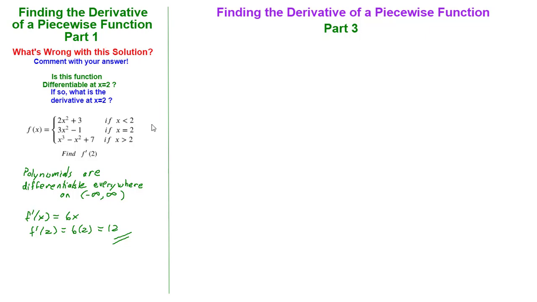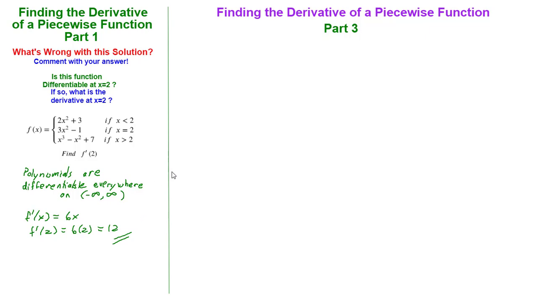So in this first part, we had this piecewise function, and the questions were, is this function differentiable at x equals 2? And if so, what is the derivative at x equals 2? So what we did is we said polynomials are differentiable everywhere on negative infinity to infinity, and that is true. Polynomials are differentiable everywhere, so that was fine there. And then we said, well, this is a polynomial, 3x squared minus 1, so we just took the derivative using the power rule here, f prime of x equals 6x. And then since we wanted to find f prime of 2, we just plugged in x equals 2 and got the derivative of 12.